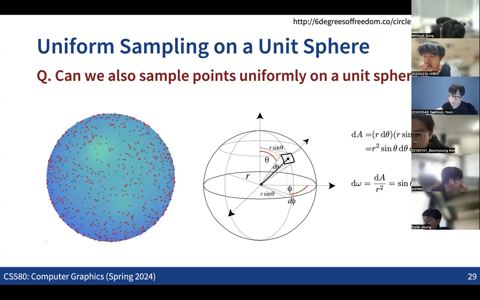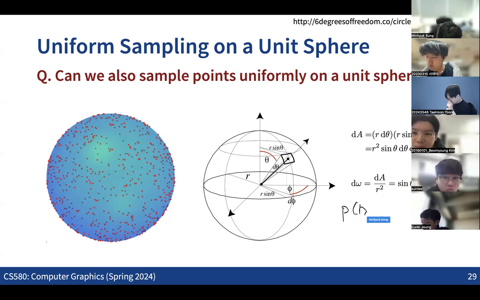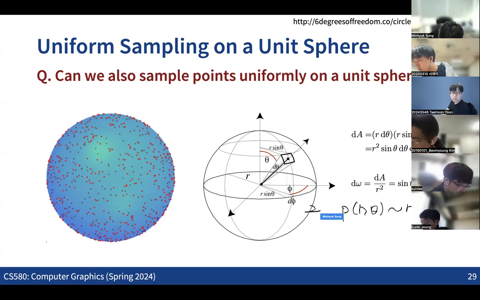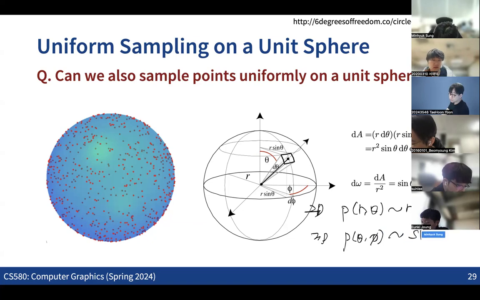So this is similar to the previous case, where we had p(r) dr dtheta, which should be proportional to r in the 2D circle case. Now, in this 3D case, we see that p(theta, phi), this is not the same theta but a different theta, should be proportional to sine theta, right?